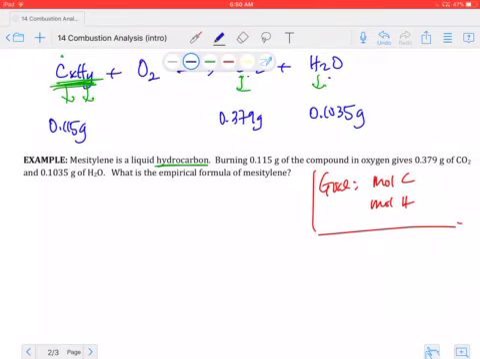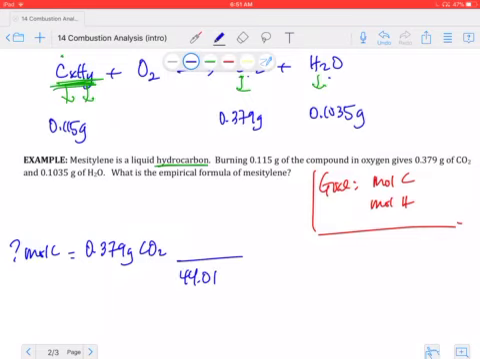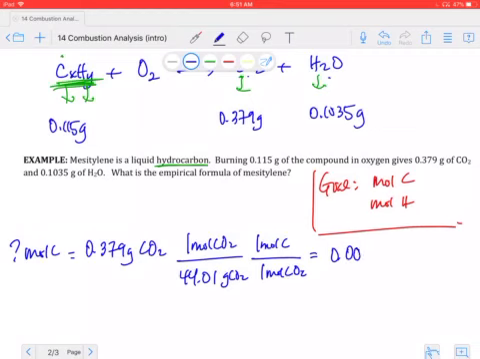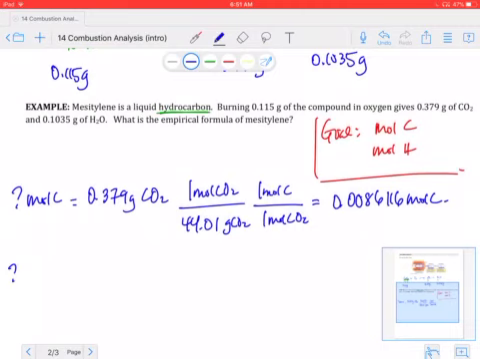To figure these out, I'm going to start with the carbon. I'm looking for moles of carbon. To get that, we're going to use this mass of CO2, so 0.379 grams of CO2. I need to convert that to moles. And then we're looking for moles of carbon, not just CO2. So for every 1 mole of CO2, there's 1 mole of carbon. So I'm going to go ahead and write that step in here as well. And we can set that up and plug that into our calculators. So we're going to end up with 0.0086116 moles of carbon.